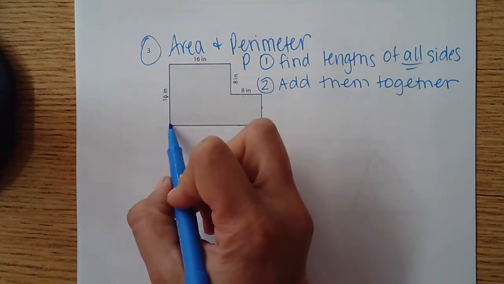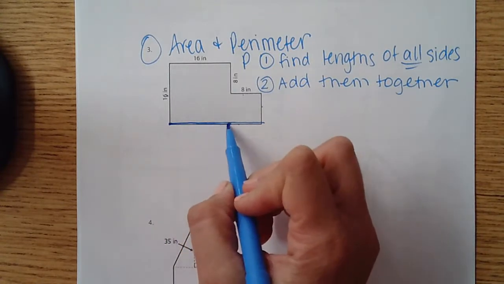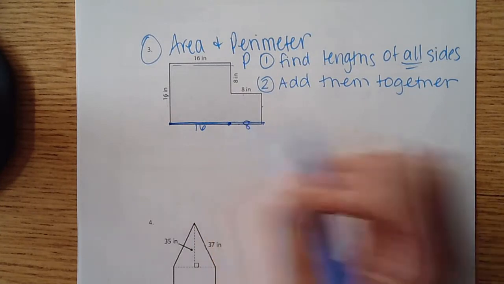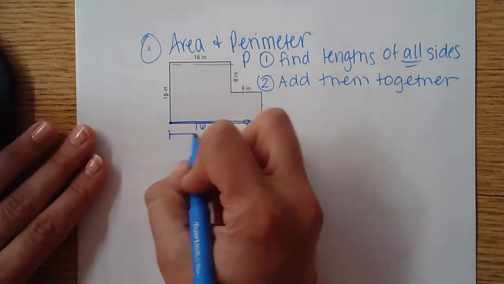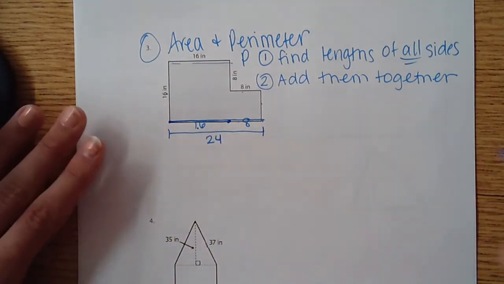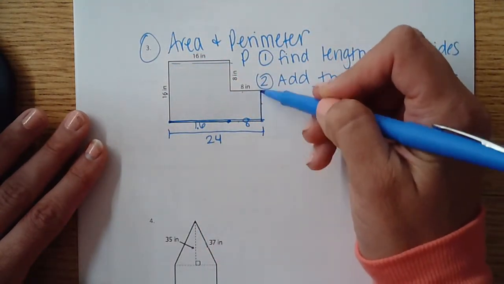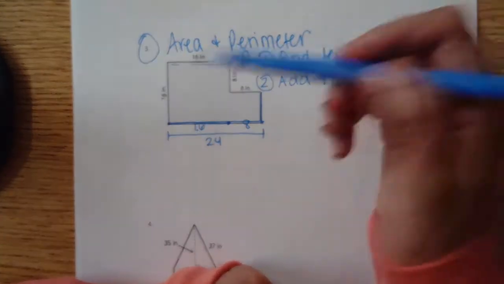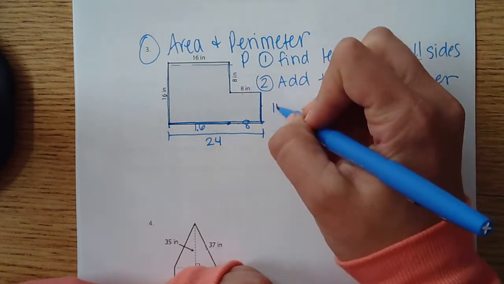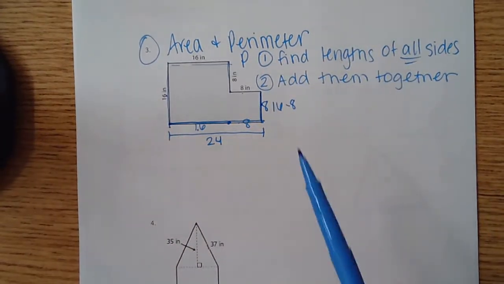So here we go. If I'm trying to find the length of this side, it is a combination. I know from here to here has a length of 16, but from here to here it is an additional 8. So the entire length of this side is 16 plus 8, which is 24. That gives me 1, 2, 3, 4, 5 side lengths. But now I need to find the length of this here. Well, if this entire thing is 16, and from here to here is 8, the entire length of 16 minus 8 tells me that this length is 8.